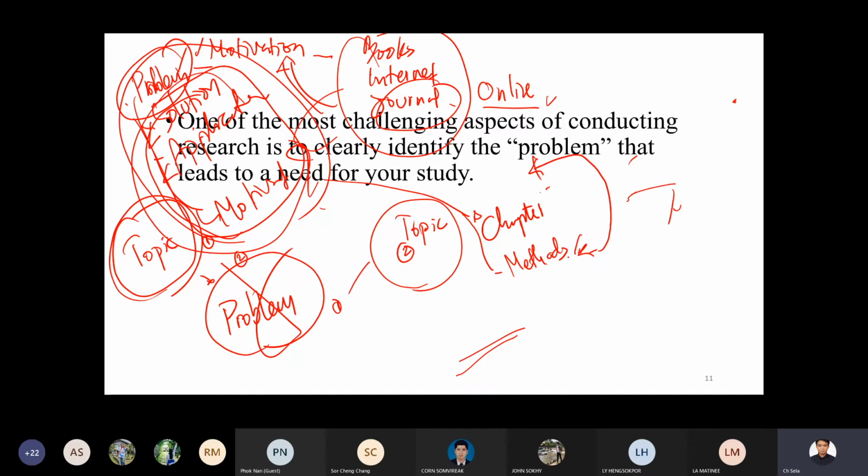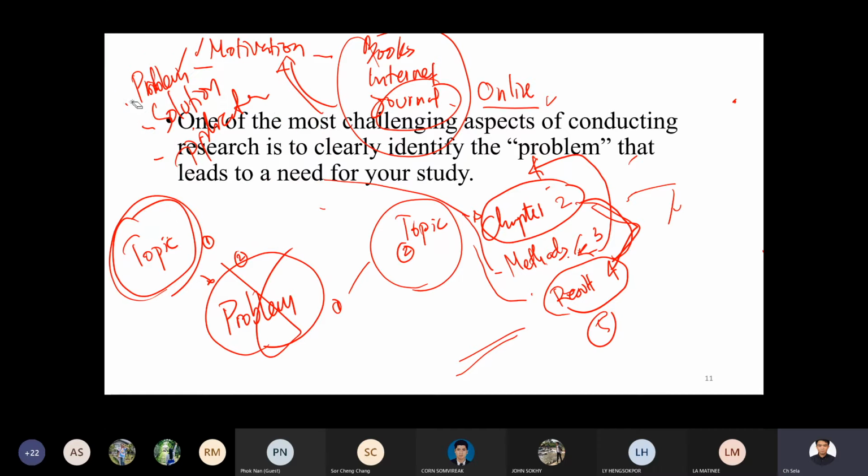And then after you find something, you analyze it and get the result, chapter 4. When you get the result, you analyze it with your chapter 2, and you get chapter 5. So you see it is consistent and it is systematic.